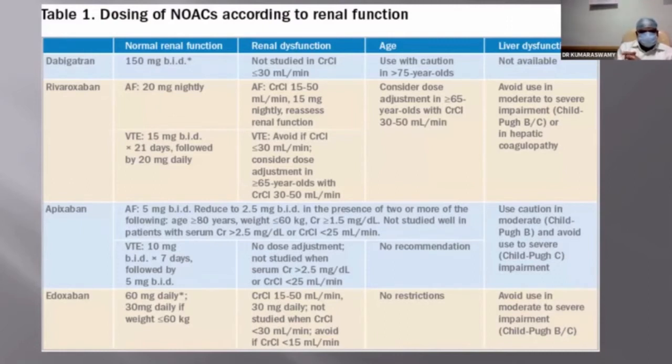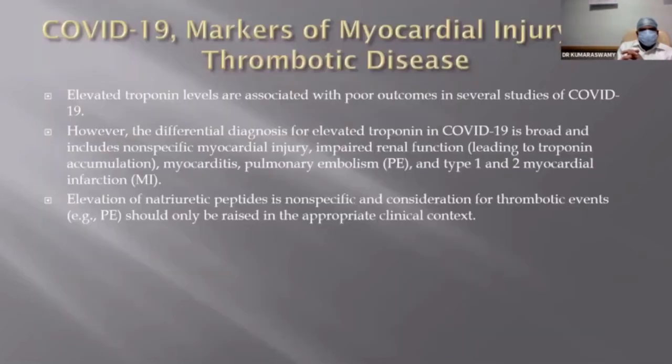I think we can go through the slides. If the renal clearance is less than 25 to 30, I think you should avoid drugs like dabigatran, rivaroxaban, and edoxaban. You can prefer apixaban with a lower dose of 2.5 mg BD. Next. So these are the drugs you are using in thrombotic management of COVID patients.